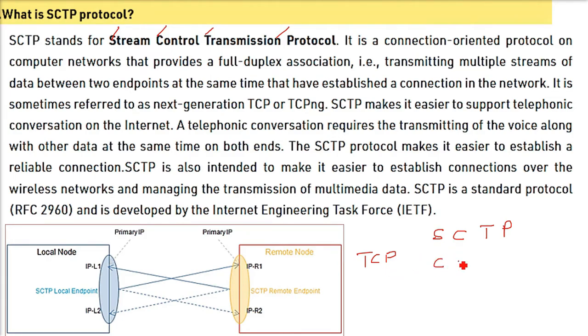This is a connection oriented protocol on computer networks that provides a full duplex association. That is, transmitting multiple streams of data between 2 points at the same time. We call it next generation TCP or TCP NG. SCTP makes it easier to support telephonic conversation on the internet. A telephonic conversation requires the transmission of voice along with data at the same time on both ends. So the SCTP protocol makes it easier to establish a reliable connection.